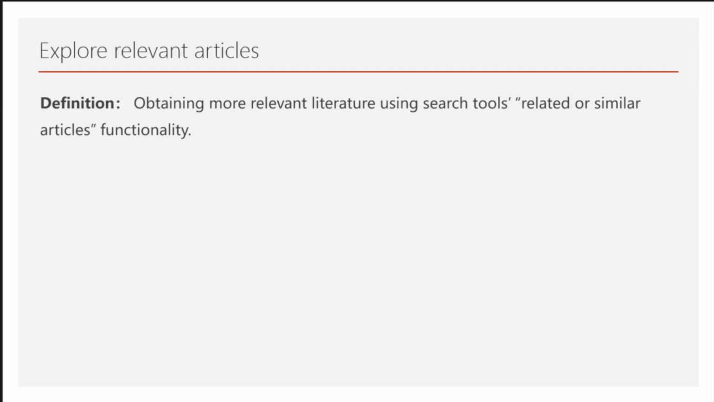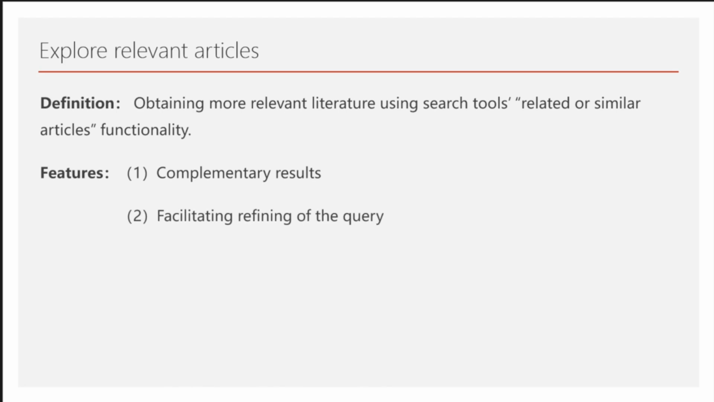As for the exploration for relevant articles, it means obtaining more relevant articles using searching tools' related or similar articles functionality. The results of this method are complementary to those from AI search and query search. Different seed articles together with all kinds of relevance algorithms may help find articles missed by the previous two methods, and the knowledge acquired by the exploration process can be applied to refine the query.